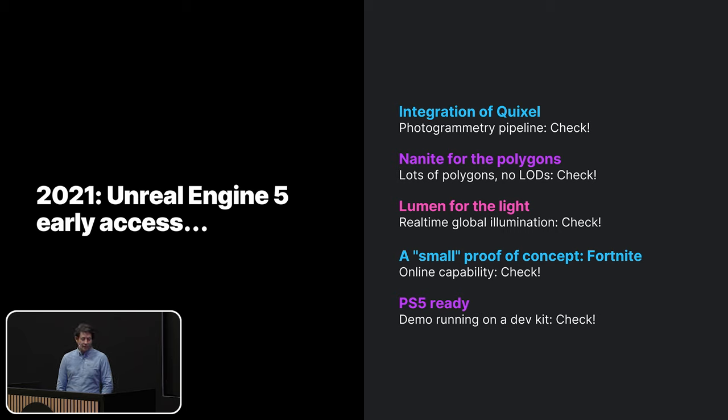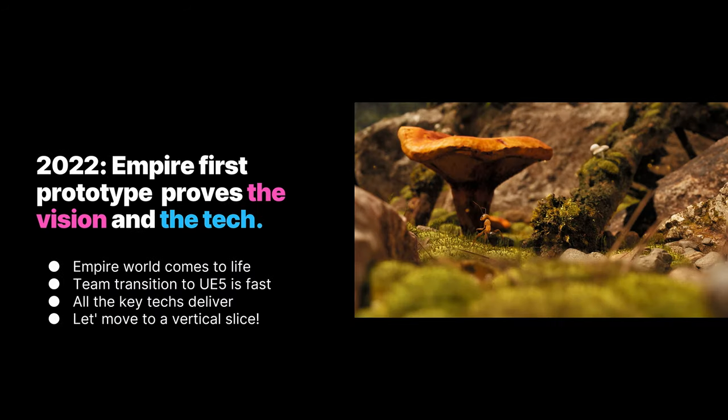We had a PS5 dev kit, we managed to beam it onto it, and we managed to have a first prototype. The very first prototype brought that world to life. We had to transition the team to Unreal 5, we were working with Unity before, and all of the key tech delivered, actually. So with the editor, we decided to continue to a vertical slice.